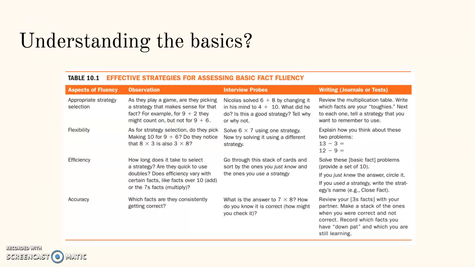So, understanding the basics. All of the strategies that I just went through, we as educators need to make sure, are they meeting the basic fact fluency? Are our students really understanding why they're choosing these strategies or which type of learner they are? For the aspects of fluency, we have appropriate strategy selection, flexibility, as we mentioned in the first slide, efficiency, and accuracy.